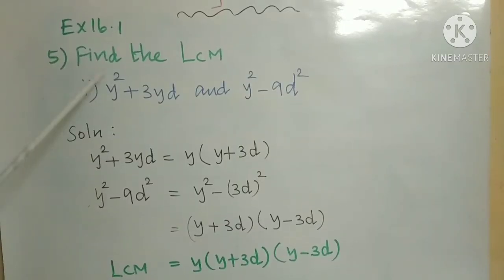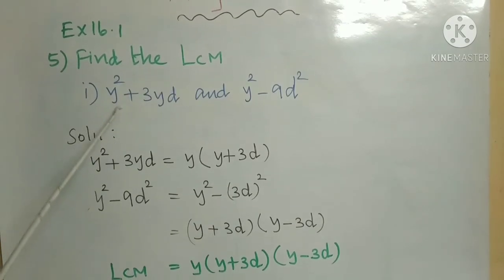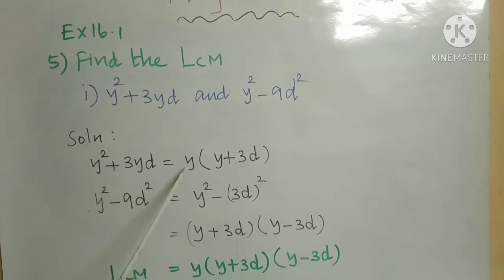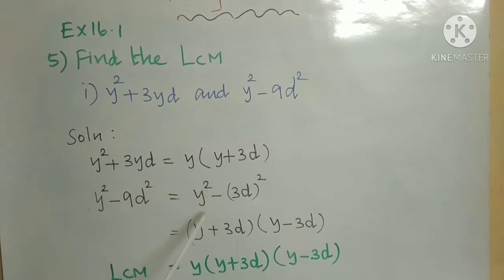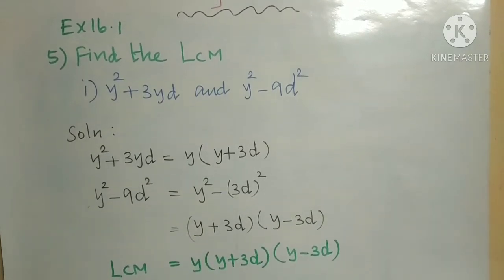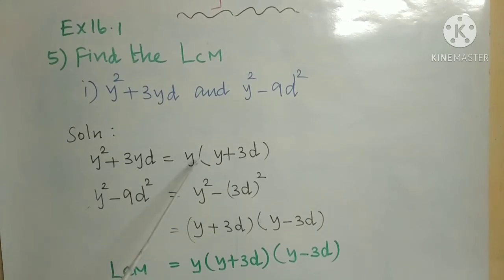Fifth one, find the LCM. Here two binomials are given. We need to factorize these two binomials. We get y into y plus 3d, and y plus 3d into y minus 3d. So the LCM equals, write all the factors: y into y plus 3d into y minus 3d.